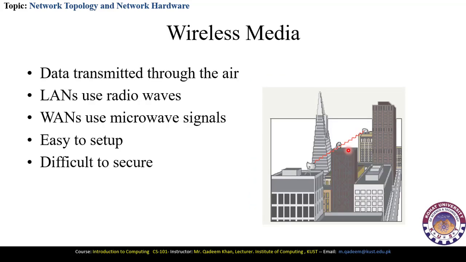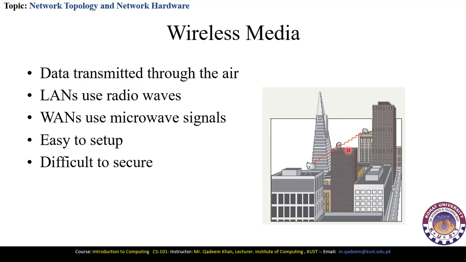Another media is called wireless media. Wireless media, as its name indicates, does not utilize any sort of wires. The data is transmitted through the air in the form of radio waves. Sometimes infrared waves are also used, but mostly radio waves, and those radio waves are generated by satellites. Satellites send the radio waves to the base station, and the base station then sends them to another base station. The base station is connected with the computer. So here data is transmitted through the air as radio waves.